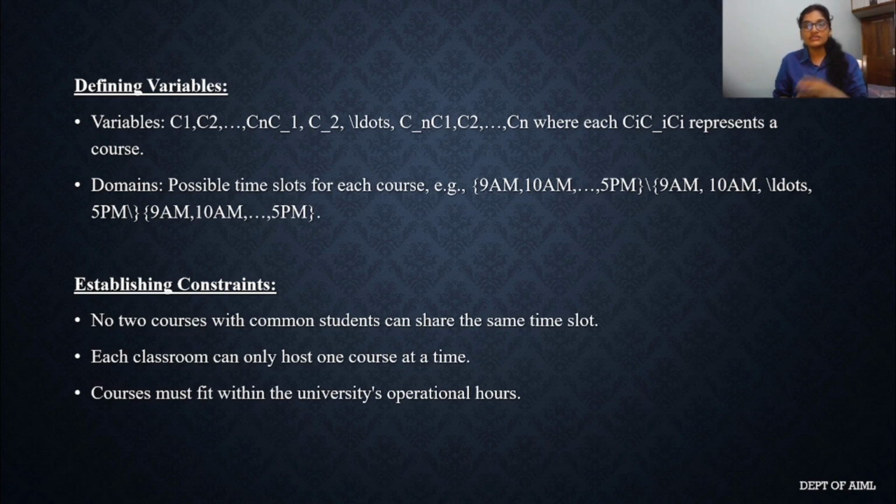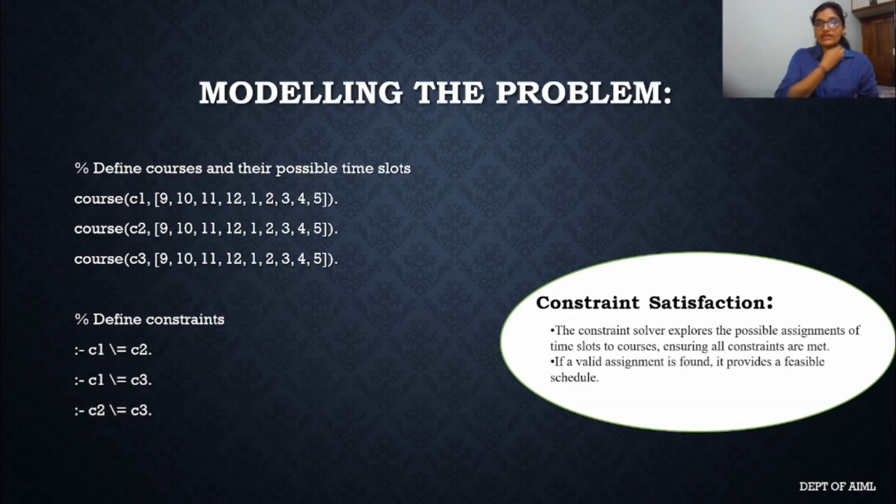Next, we establish some constraints: no two courses with common students can share the same time slot, and each classroom can only host one course at a time. Also, the courses must fit within the university operational hours. So, modeling the problem, this Prolog statement defines the courses with possible time slots and constraints, ensuring that no two courses share the same time slot, preventing scheduling conflicts.